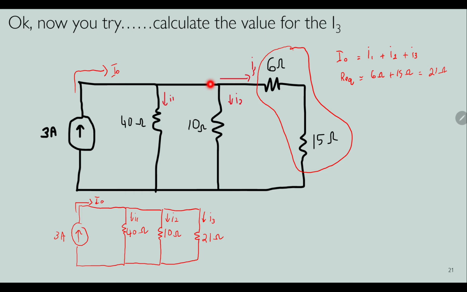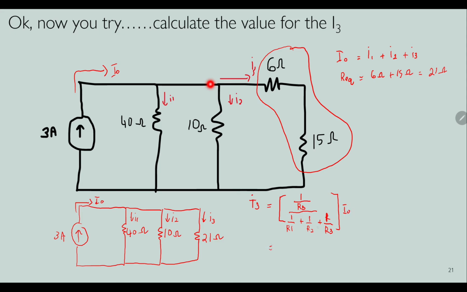Then how do you calculate I3? You can calculate it by using the current divider. I3 is given by 1 over R3 over 1 over R1 plus 1 over R2 plus 1 over R3, times I naught.